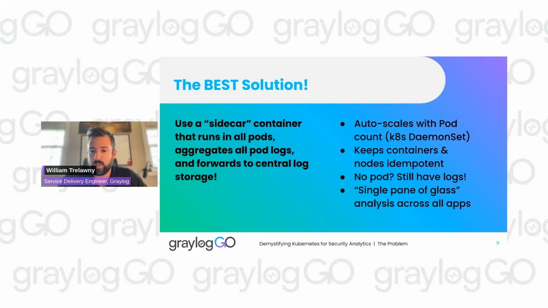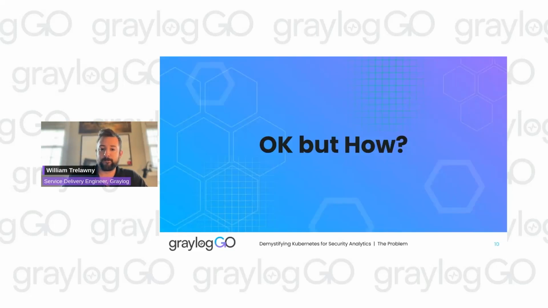And of course, just like with any central log storage, log analysis, you'll have a single pane of glass analysis across all your applications, which is the ultimate goal of any log analytics. And so this is all great. How do we do it? What's out there? Do I need to build all this stuff myself? It sounds kind of complicated. What are all the different things I need?